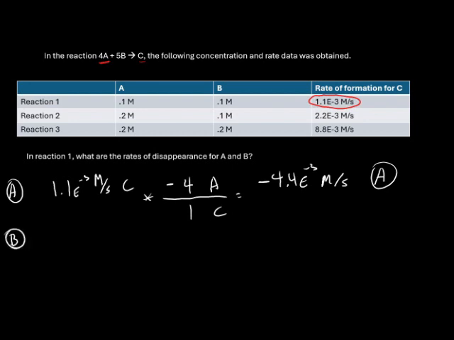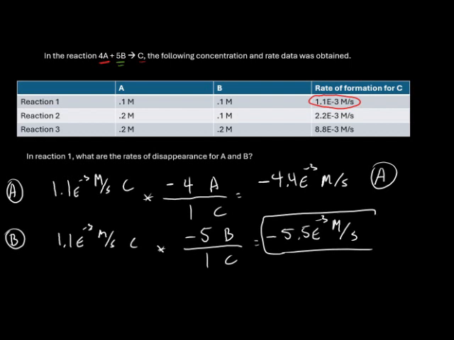If we do the same thing for reactant B, we still start with 1.1 times 10 to the negative third molarity per second of C, but now we're changing from C and going to B. In the reaction above, we have 5 pieces of B. However, since they are on the left, we are using them up. Therefore, we'll say negative 5. Since we still have 1 C, that still goes on the bottom. If we do the math, we'll get negative 5.5 times 10 to the negative third molarity per second. This will give us our rate for B.